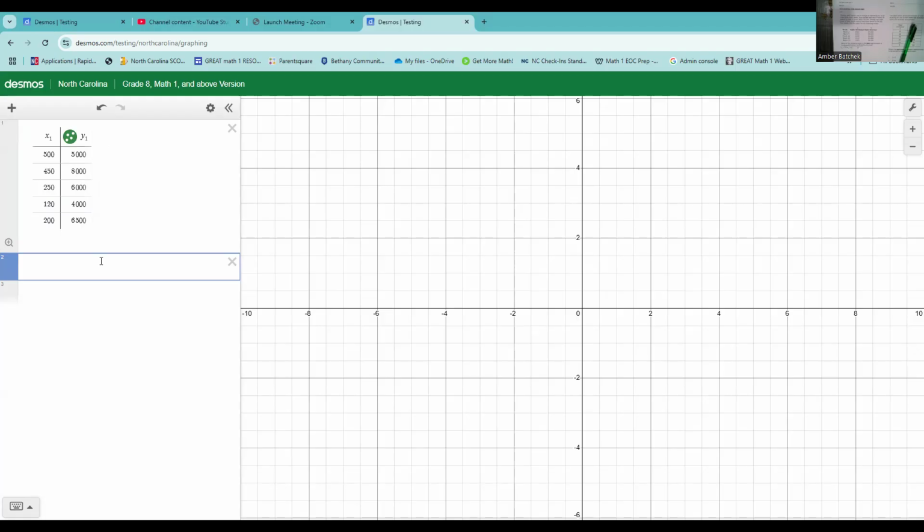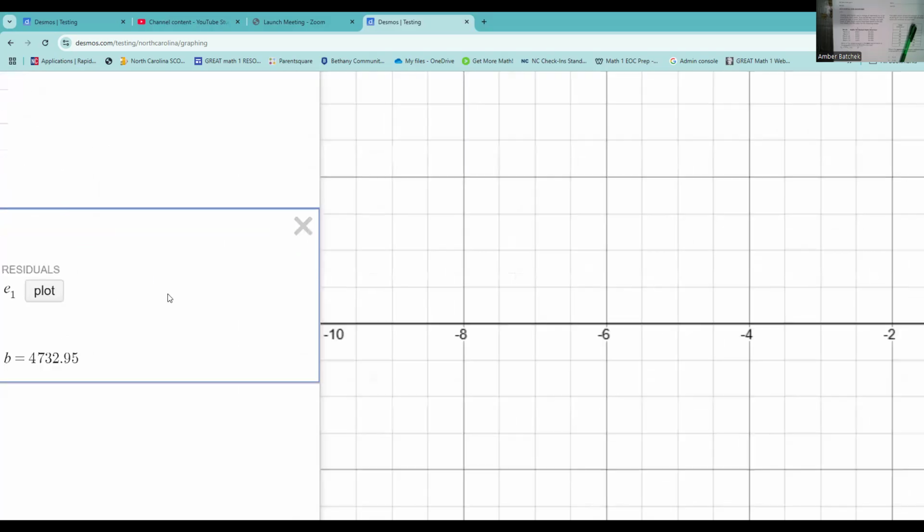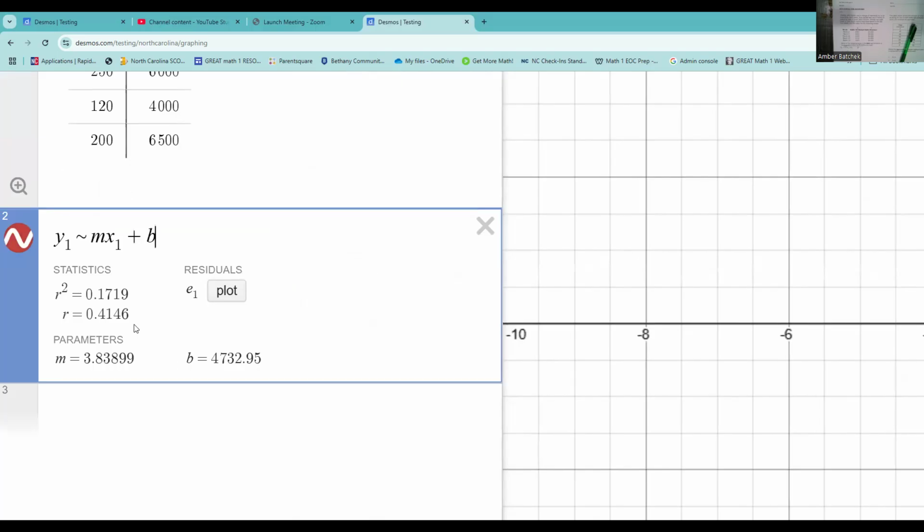This says it's linear, so we're going to go ahead and type Y1 approximately equal to MX1 plus B. Notice my ones match the ones in the table. And now it gives us our slope and our y-intercept, but it also gives us our correlation coefficient, which is 0.4146. Now notice, y'all, remember when this is close to 1 or -1, it is a strong correlation.